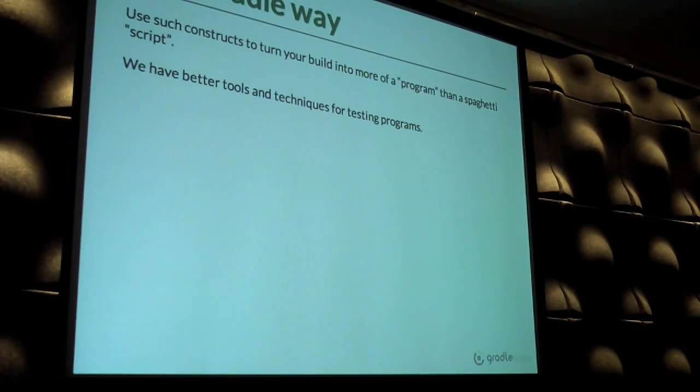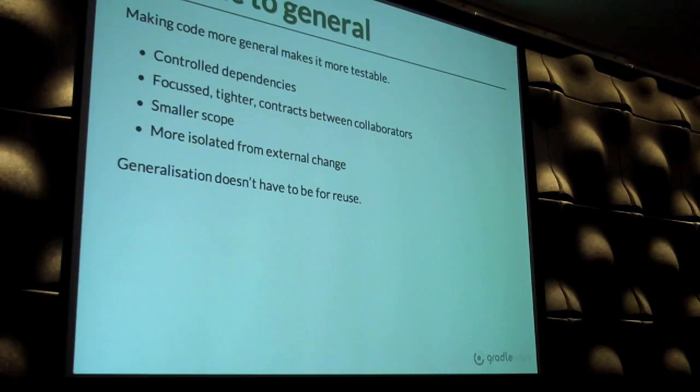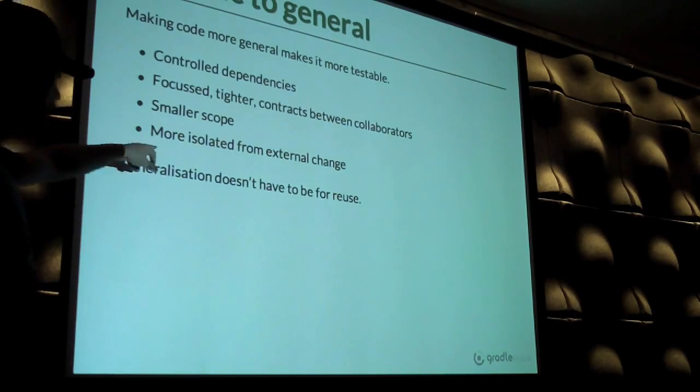And why? Because we have good tools and techniques for testing programs. Once we get into this mindset, it becomes very natural to think about the tests that we write. Making code more general makes it testable. We can control the dependencies. For exactly what this bit of code needs, we can isolate its collaborators. It's a smaller scope. Isolate individual units, we can test just the function that that unit provides. And more isolated from external change.